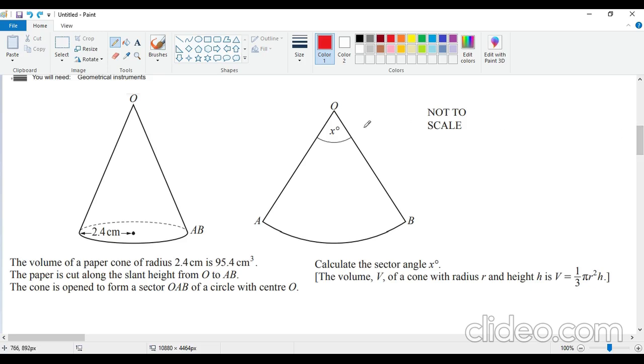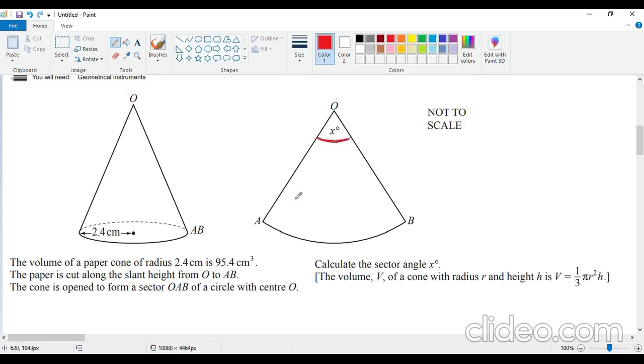Now, it says the volume of a paper cone is 95.4 centimeter cubed. Radius is 2.4, which is given, and volume is also given, and the formula of volume is also given. The paper is cut along the slant height from O to make AB. The cone is opened to form a sector OAB of a circle with center O. You need to find out the angle X, which is being asked over here.